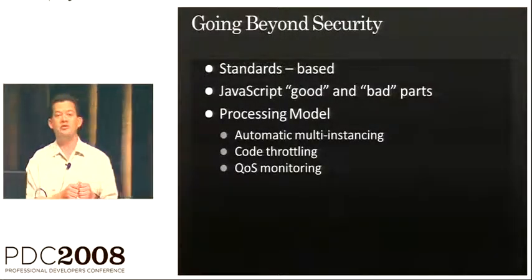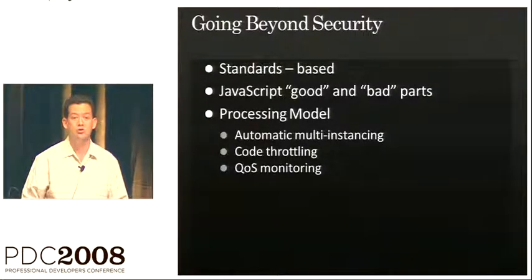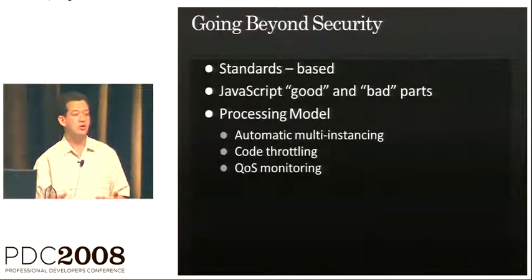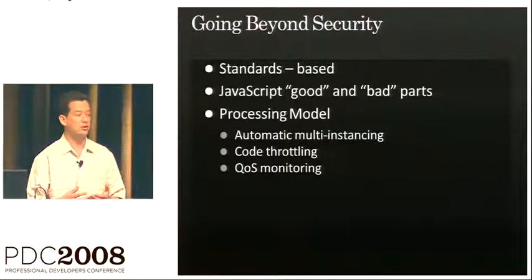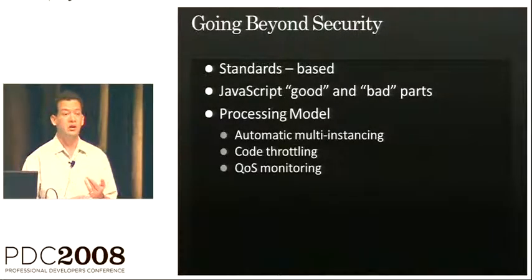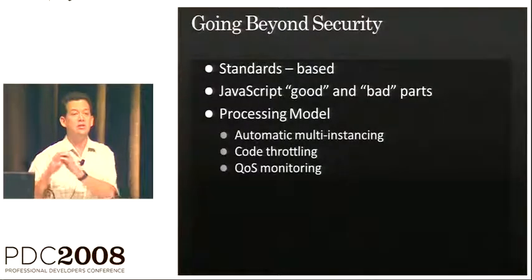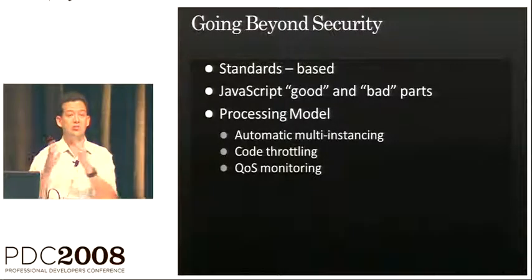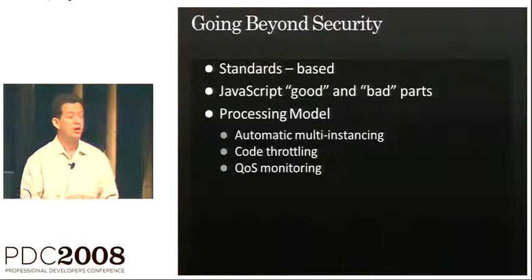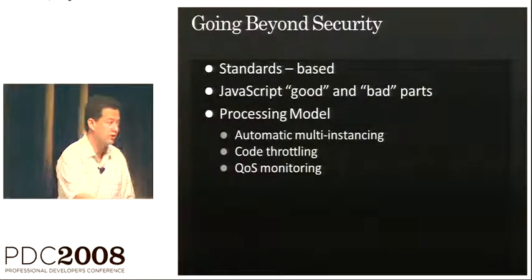I like to say I'm trying to embrace everything. I don't know what's good or bad. You're going to write your code the way you're going to write it. It's our job to secure it. Beyond security, we focus on what I call the processing model. The multi-instancing. You saw a few instances where I was hitting that clone button. The guy that wrote that code had no clue that he could be cloned. He didn't even know he was getting put in a sandbox. He just wrote a web page, and it just got dropped into another page and ran just fine. Code throttling, put that one aside and I'll show that in a few minutes, and quality of service monitoring.